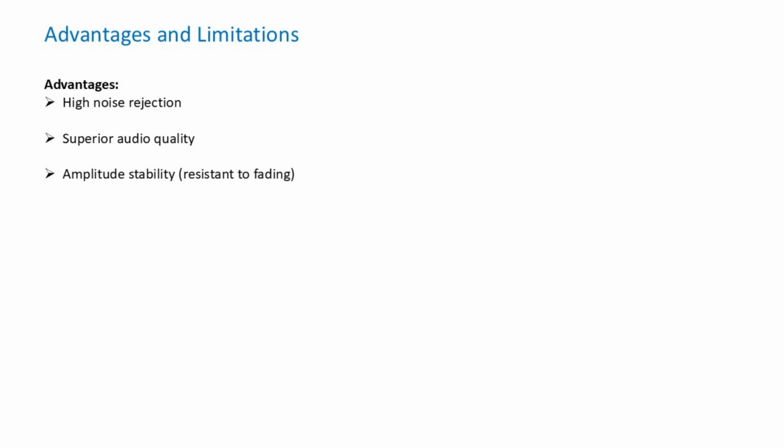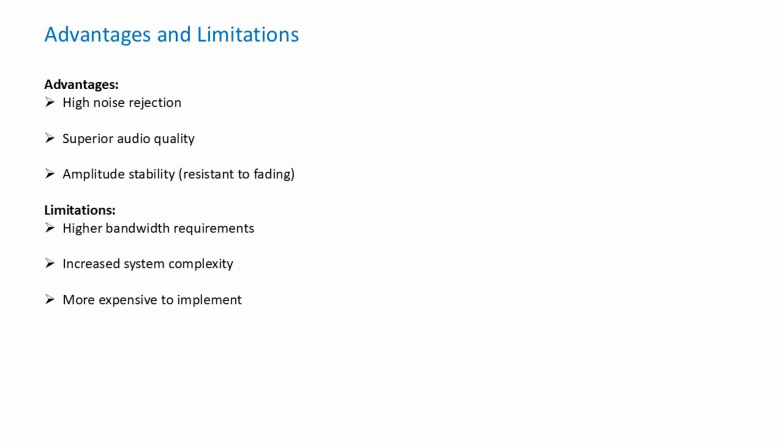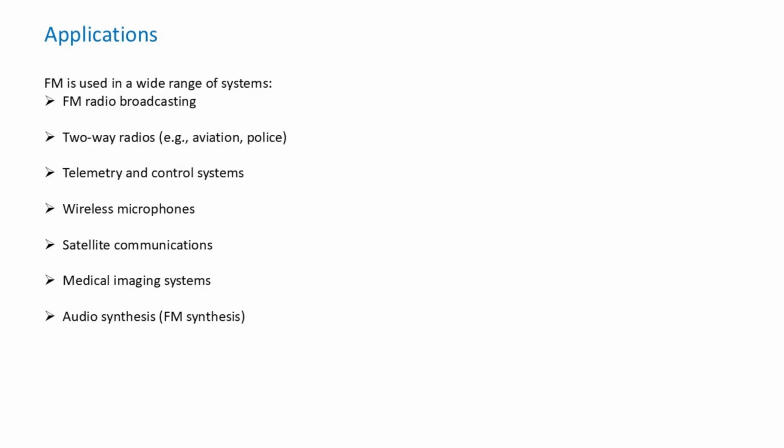audio. However, FM also has some limitations. It requires a much wider bandwidth than AM, which means fewer channels can fit within the same frequency range. In addition, FM systems are more complex to design, both at the transmitter and receiver side, which makes them more expensive to implement. Thanks to these advantages, FM is used in many applications.